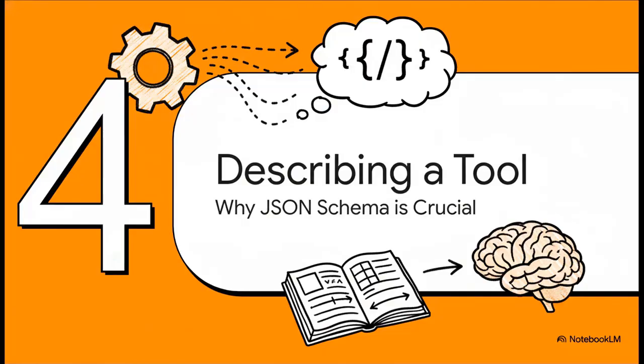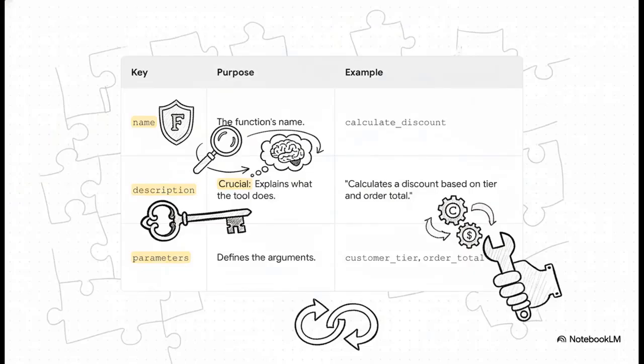Well, this is where our last explainer on JSON becomes super important. We have to use a very specific format, a JSON schema, to basically create an instruction manual for our tool that the LLM can understand perfectly. This schema has a few key parts.